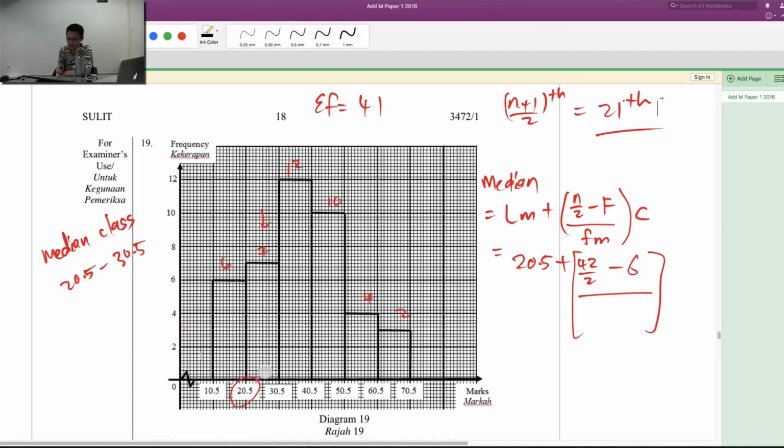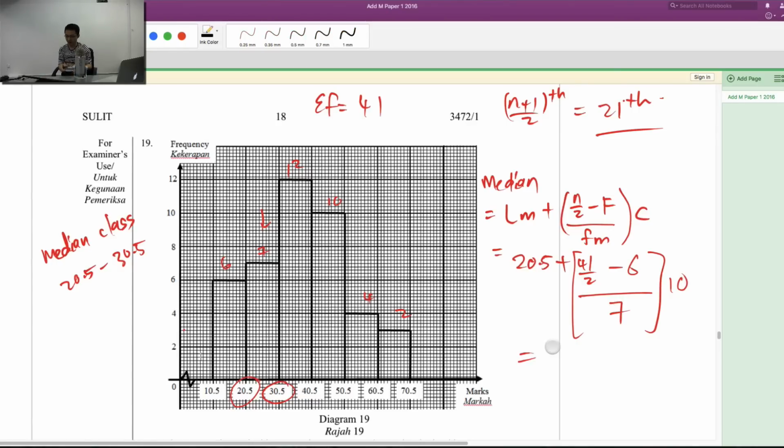21 is in this class. Okay, but then this one will be 41 over 2. Divide by the frequency of the median class itself, which is 7. Class size is just your upper boundary minus lower boundary. Okay, so class size is 10. 30.5 minus 20.5, you get 10. And then you solve it.